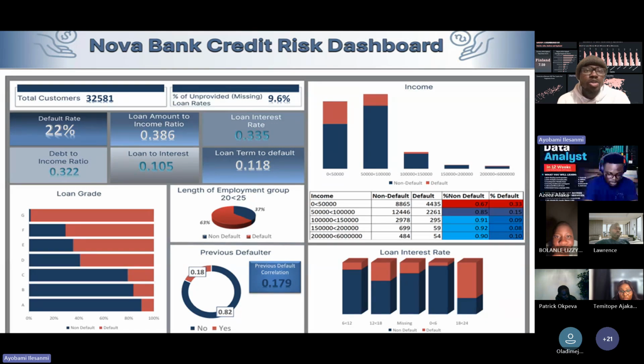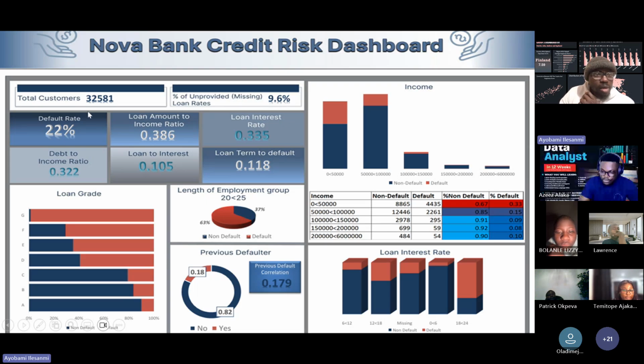And my section C is about the Nova Bank Credit Risk Dashboard. So we have total customers to be 32,581. We have here a column with missing values, and we cannot account for about 9.6% of the values of the loan rate column. Which is 9.6%.